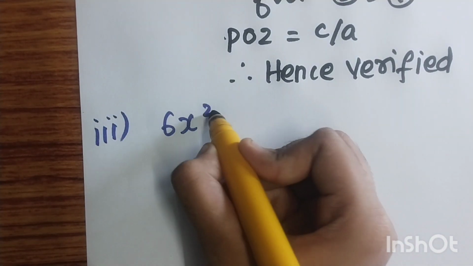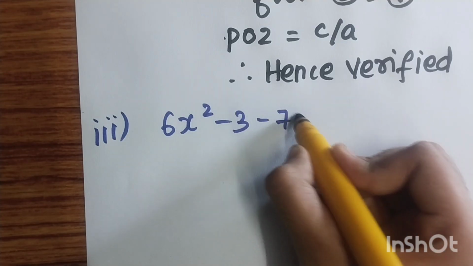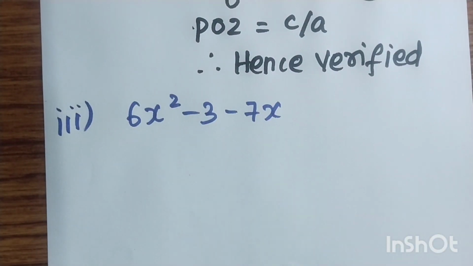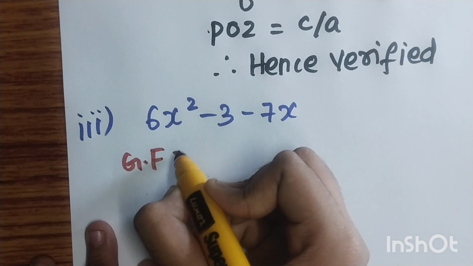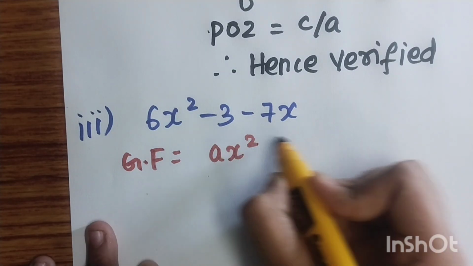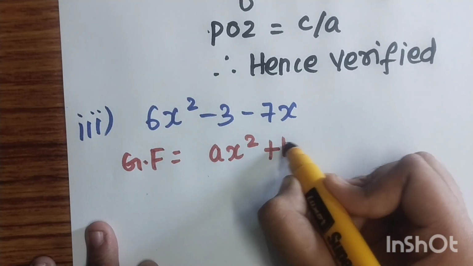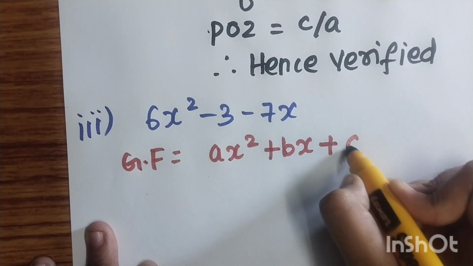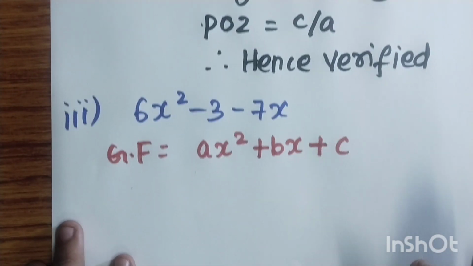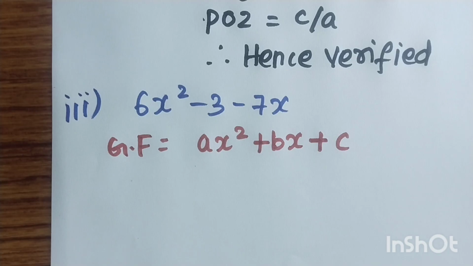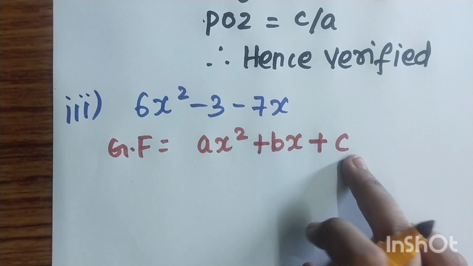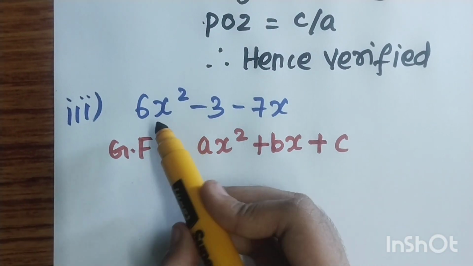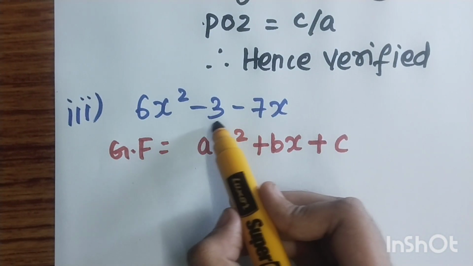6x square minus 3 minus 7x. Okay, so here we have to note that my general form is ax square minus or plus bx plus c. This is my general format for a quadratic polynomial. So the x square term, x term, and the constant must be given. But here, first x square term, next they have given you the constant.